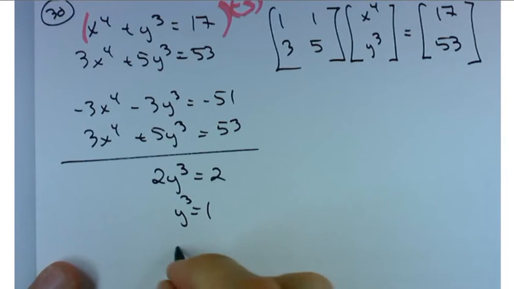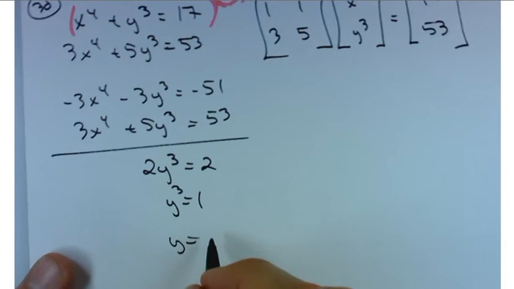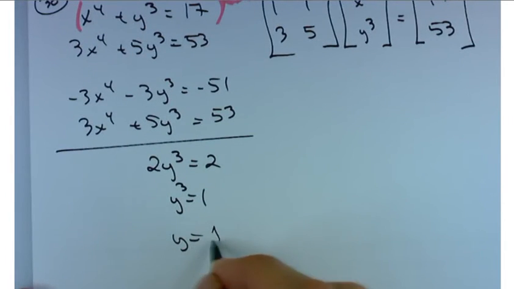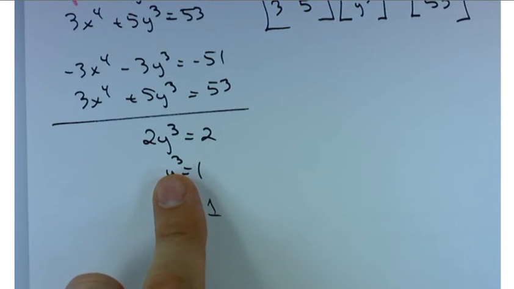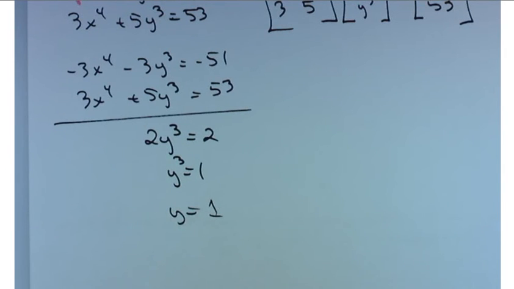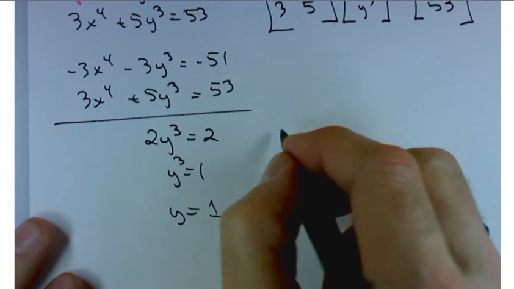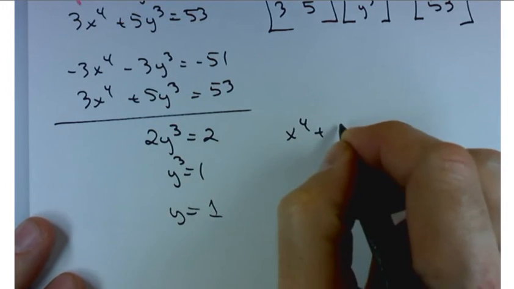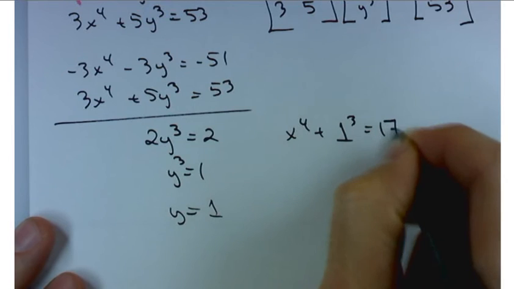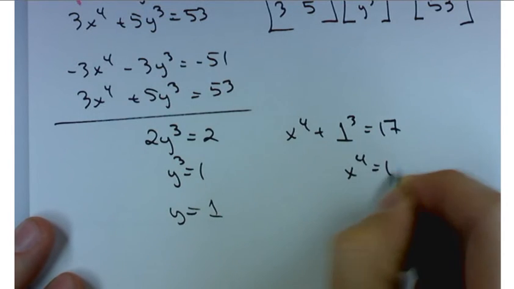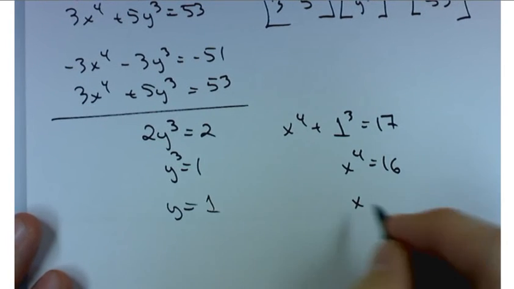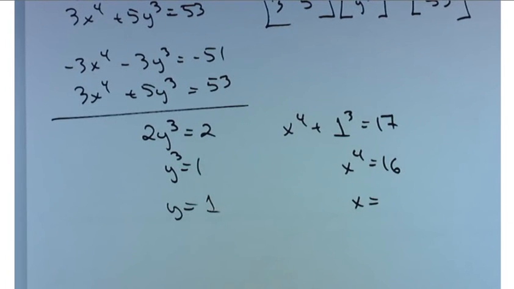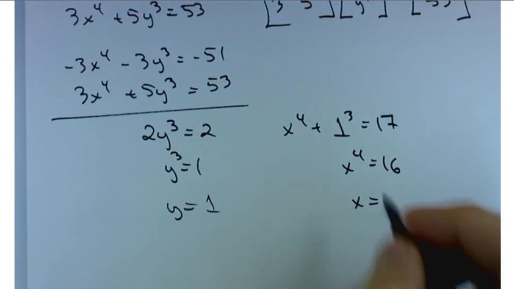What does y equal? Actually, just 1. You would have the plus or minus if this was an even number. But since it's an odd number, it's just 1. If y equals 1, we got x to the fourth plus 1 cubed equals 17. Subtract 1 from both sides. Can anyone tell me what x equals? Yeah, all right. This time you need the plus or minus.